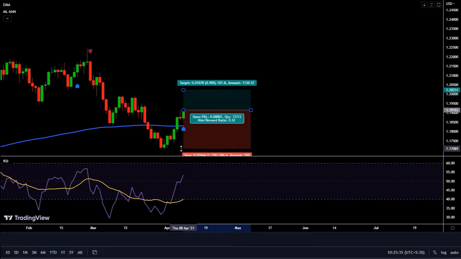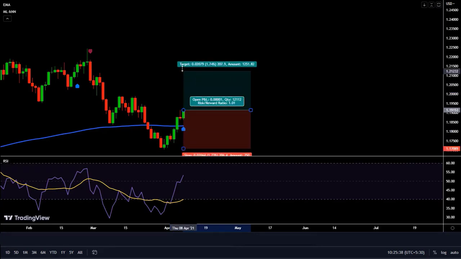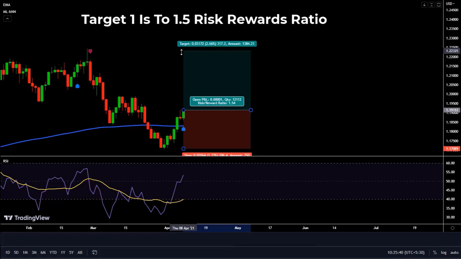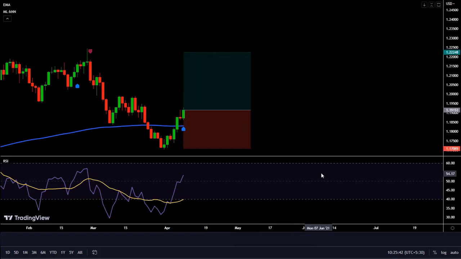Set the stop loss below the recent swing low. Target 1 is a 1.5 risk reward ratio. Once you have made a quarter of the profit, adjust the stop loss to the break-even price.